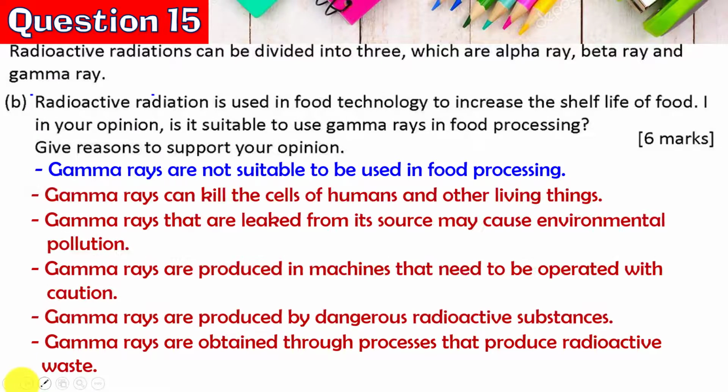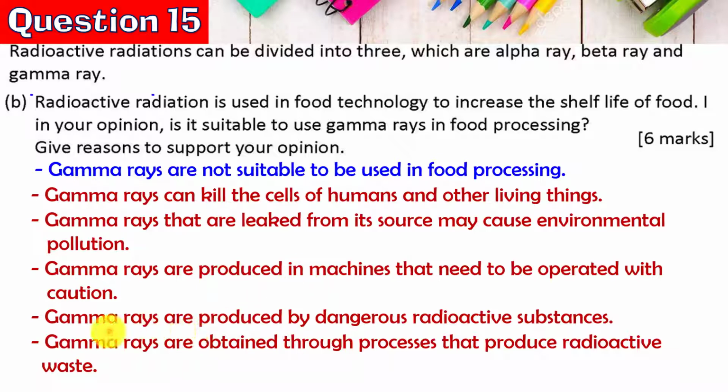Reason: gamma ray can kill the cells in the human body and other living things. Number 2, gamma ray leaked from its source may cause environmental pollution. Number 3, gamma ray used in medicine needs to be operated with caution. So although it is safe, you must be cautious.